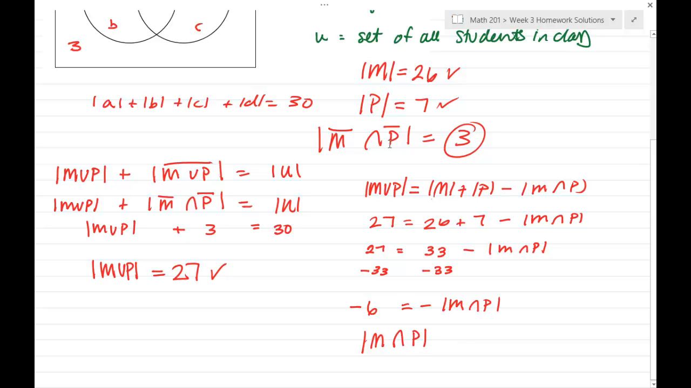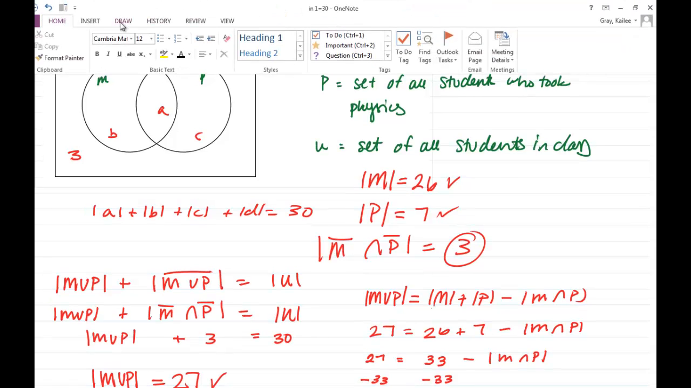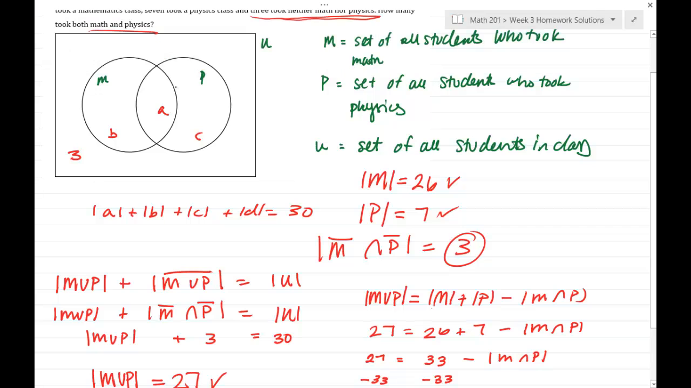Now let's just fill in these cardinalities just to make sure that everything's making sense. So this is saying that the cardinality of that intersection there is going to be 6. So 6 students took math and physics. Now since the number of students who took math is 26, there must be just 20 students in this region of just math. So 20 students took math but not physics. Now since the number of students who took physics is 7, then there must be 1 student over here who took physics but not math.